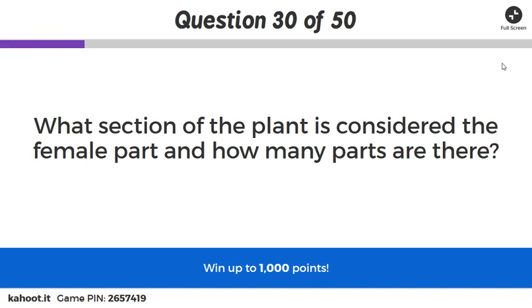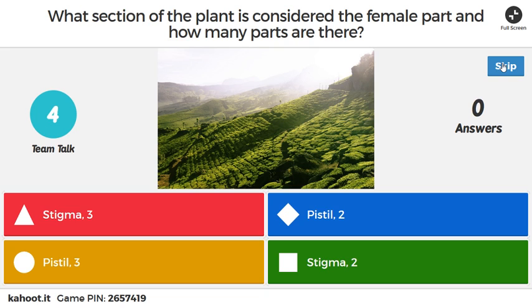What section of the plant is considered the female part, and how many parts are there? If you're paying attention literally just a couple minutes ago, you'll see the answer to this one.